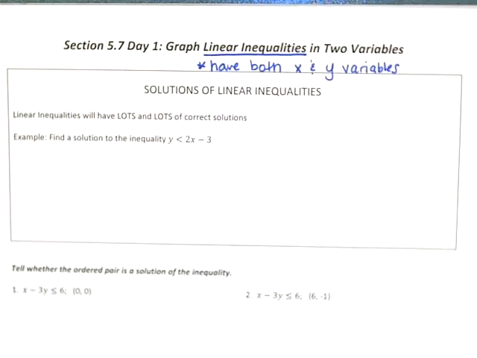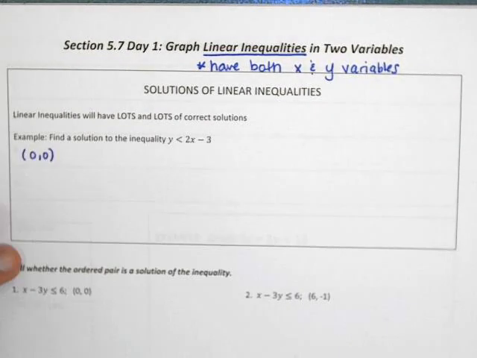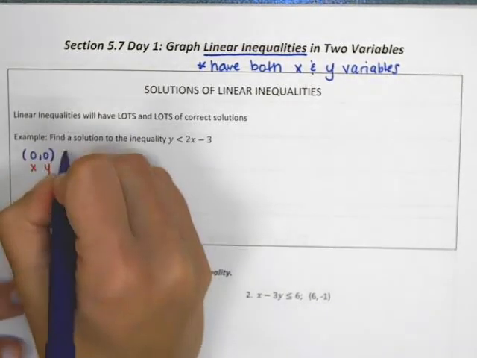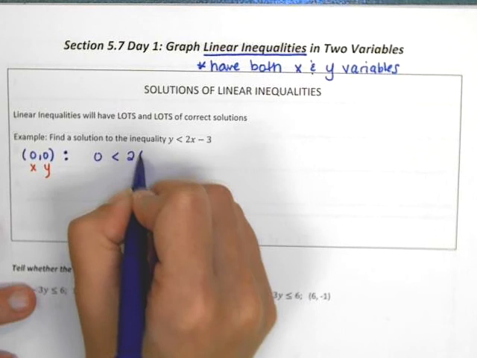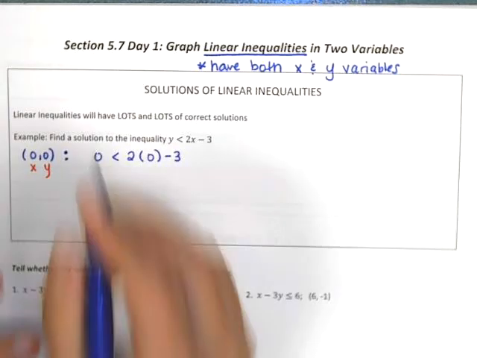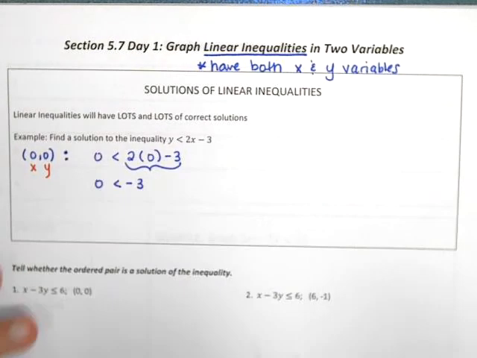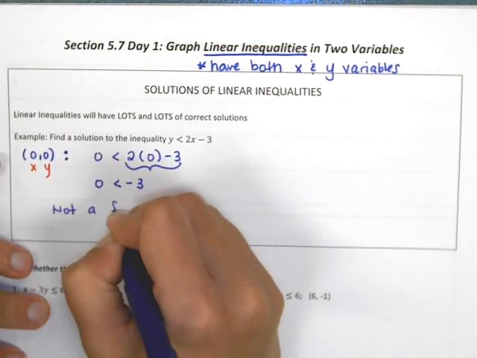What makes one of these inequalities have a solution? Linear inequalities will have lots and lots of correct solutions. For example, if I take the point 0, 0, in this ordered pair, the x is 0 and the y is 0. So if I substitute those numbers into this example, 0 is less than 2 times 0 minus 3. If I simplify this, 2 times 0 minus 3 would give us 0 is less than negative 3. Since 0 is not less than negative 3, we would say that this ordered pair is not a solution.